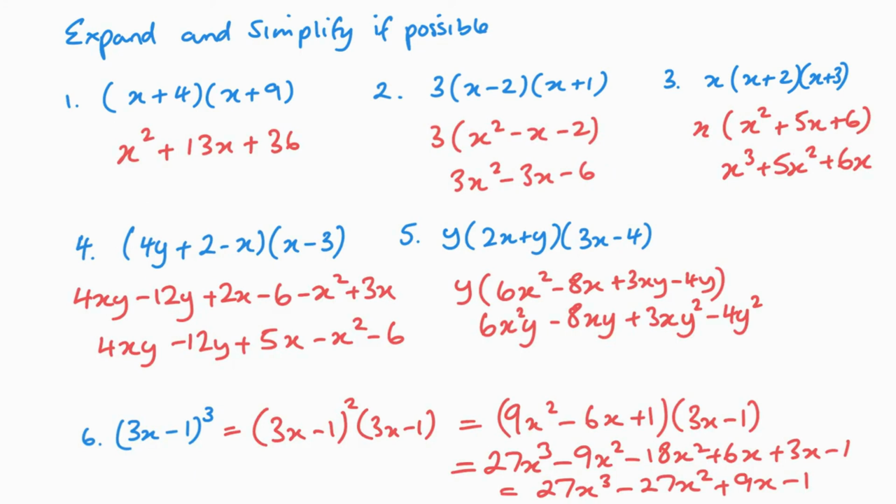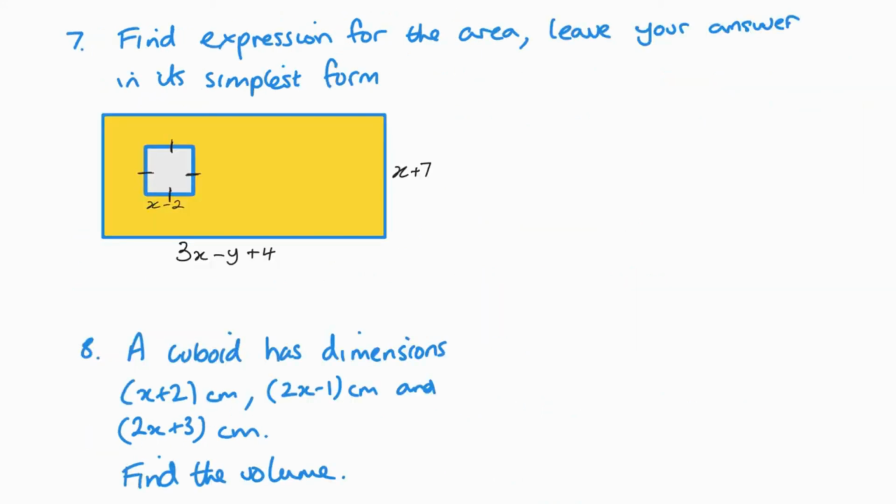Here's the answers to questions 1 to 6. Pause it now. So to find the shaded area, we need the area of the rectangle minus the area of the square. So we set that up first of all. Area of the rectangle is length times width. And then we need to take away the area of the square, which will look like that. So now it's just a matter of expanding everything and simplifying. I'm going to skip ahead here.